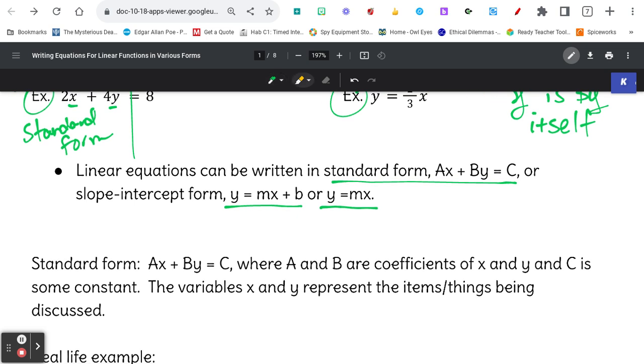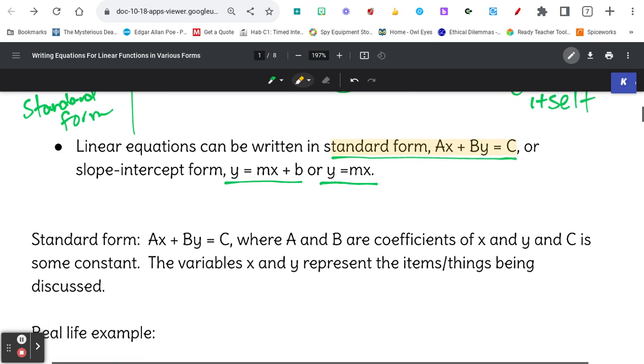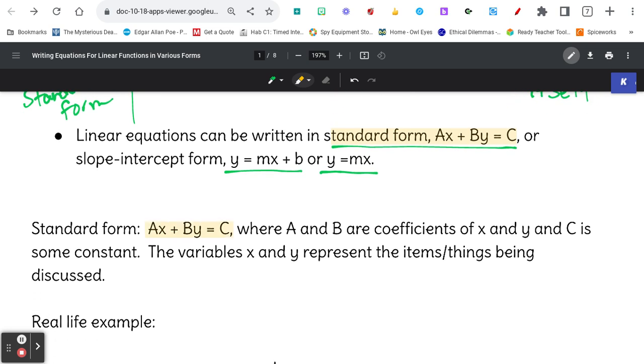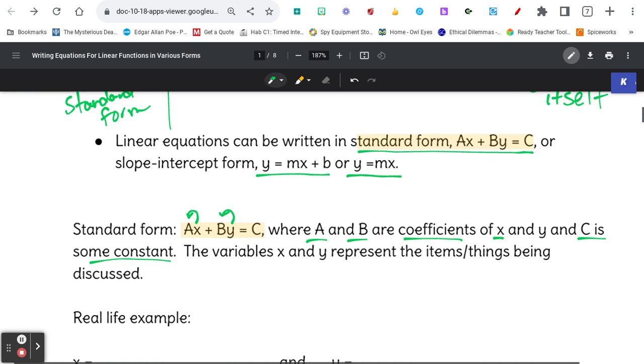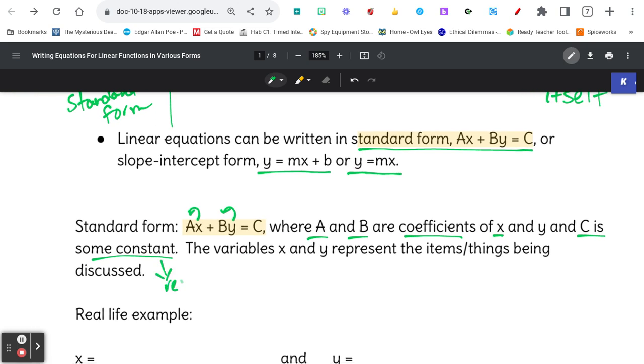So we're going to start off by trying to break down standard form. If I break down standard form, I need to know what each part of it means. A and B are called coefficients. A is the coefficient of x, and then B is the coefficient of y. And as far as C is concerned, C is just some constant. And a constant, guys, is just, write this down, a regular number. That's all a constant is. It can be positive or negative, but it just needs to be a regular number, okay?